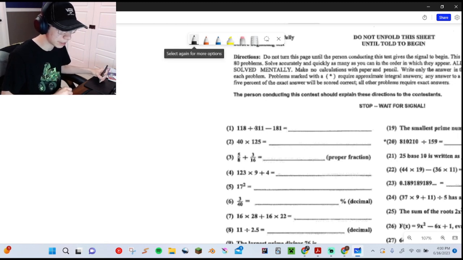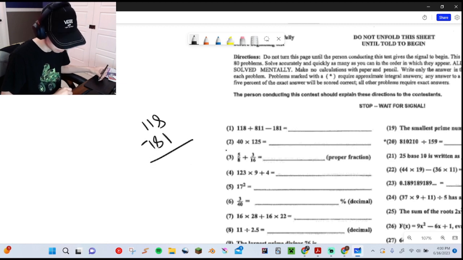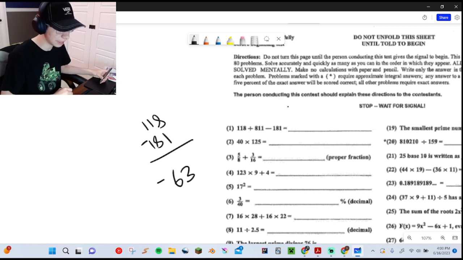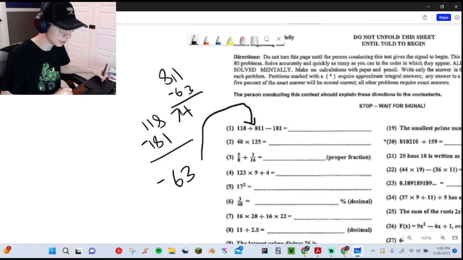So, one thing I could do here for number 1, I can do the 118 minus the 181 right off the bat. And so that's going to get us a negative 63. So I'm going to take that negative 63 and I'm going to add it to the 811. So 811 minus 63, that's going to be 748.